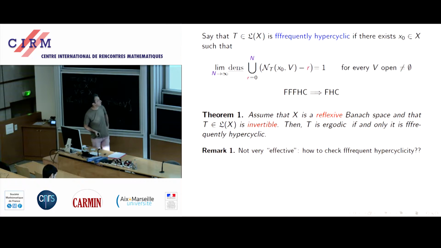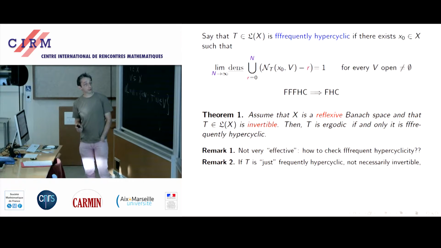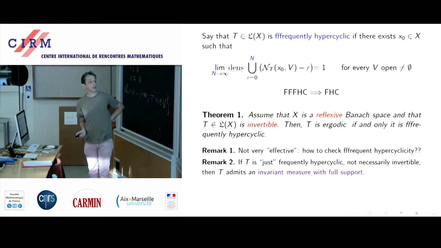Anyway, this is a result. I mean, this is a general result. And the other remark is that if you just assume that T is FHC, so with just one F, and here you don't even need T to be invertible, then you will always have an invariant measure with full support. So perhaps this measure will not be ergodic, and this is the point.